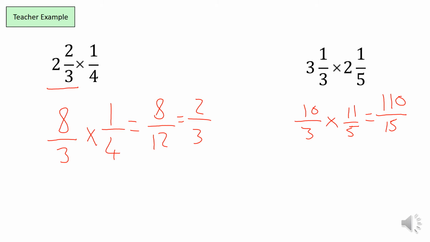So I'm going to choose 5 first. So how many 5s go into 110? My answer is 22. How many 5s go into 15? My answer is 3. Now at the moment this is an improper fraction. I want to convert it back into a mixed number because I don't like my answers as improper fractions. So how many 3s go into 22? 7, remainder 1, and then we keep the denominator the same. So my answer is 7 1/3.